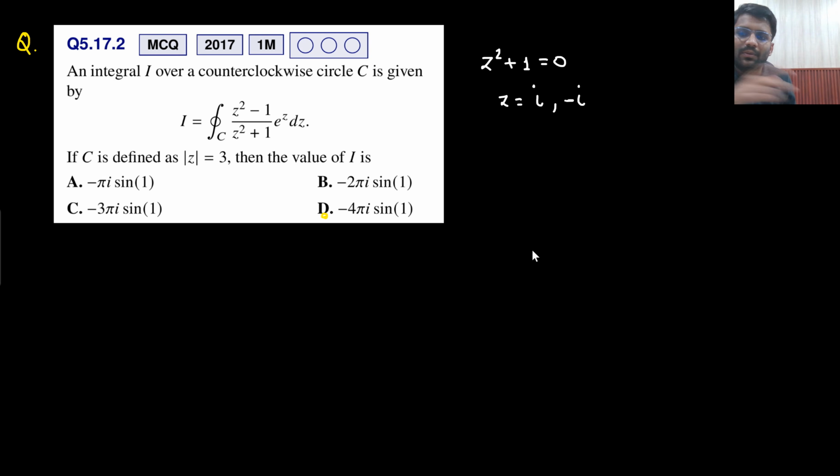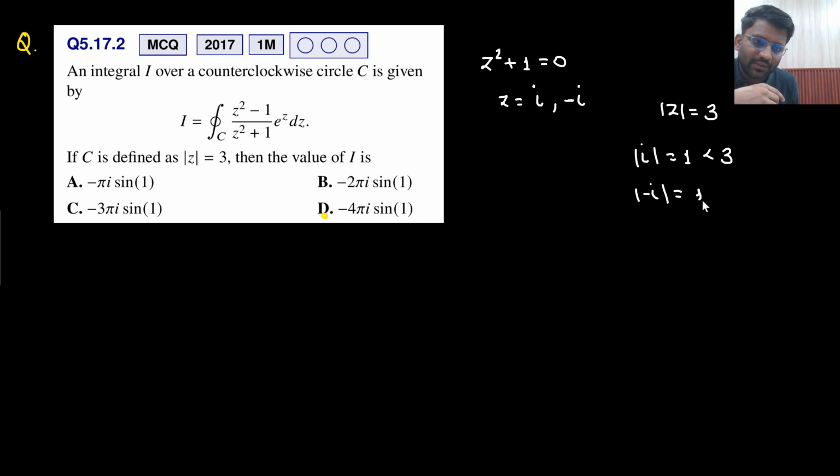Okay. Now mod z equals 3, this is the region. So mod of iota equals 1, which is less than 3, and mod of minus iota equals 1, which is less than 3. What does that mean? Both of the points are lying inside. That means you are supposed to find out the residues at z equals iota as well as at z equals minus iota.